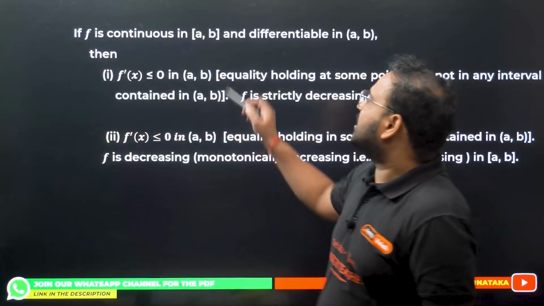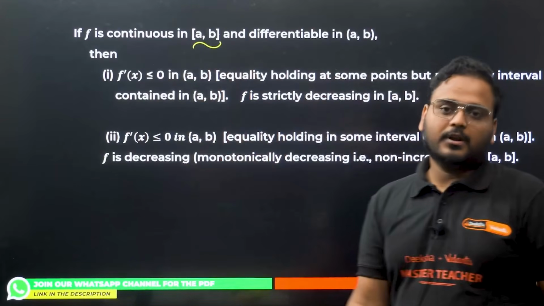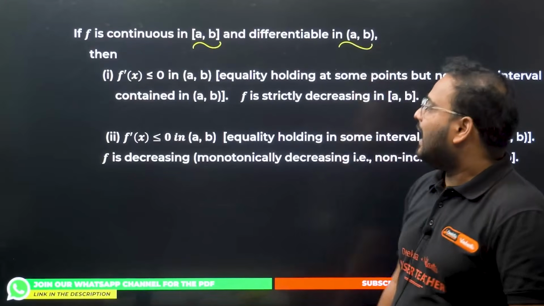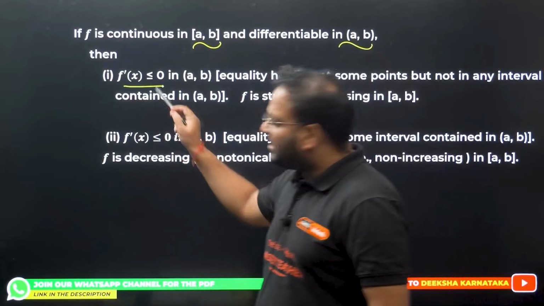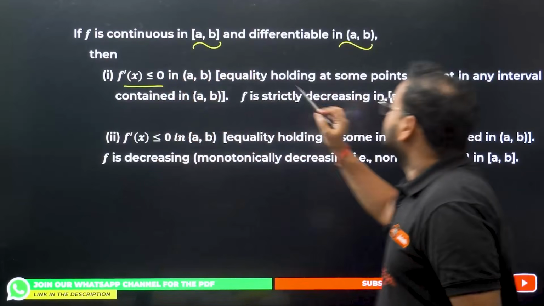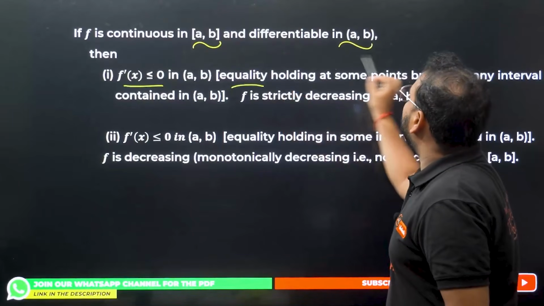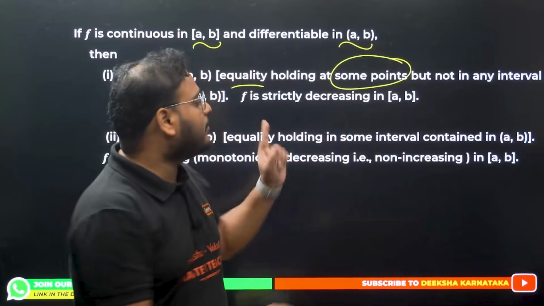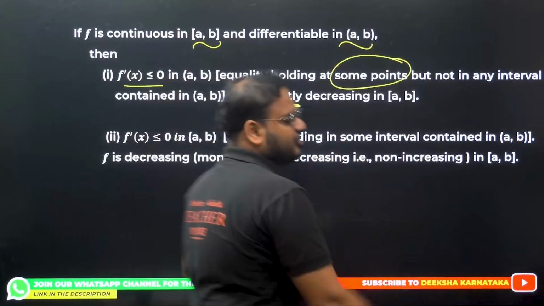So the function is continuous in the closed interval [A, B], and differentiable in the open interval (A, B), and the derivative is less than or equal to 0. The derivative is less than or equal to 0, but this equality holds only at some points, not in an interval. Then the function will become strictly decreasing in nature.